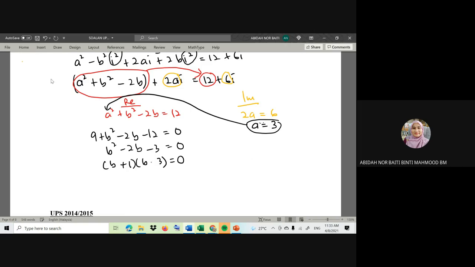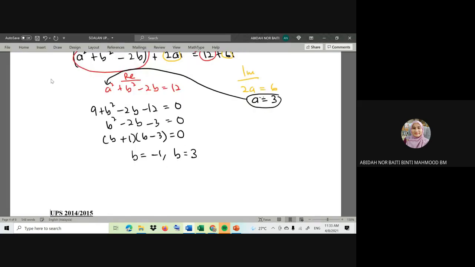Ni positif, ni negatif kan. 1 minus 3 is minus 2 kan. Atau pakai calculator pun boleh je kan. So 1 minus 3 is minus 2. Therefore your B, we have two values of B, right? Negative 1 and positive 3 ya. Okay, two values of B kita dapat.